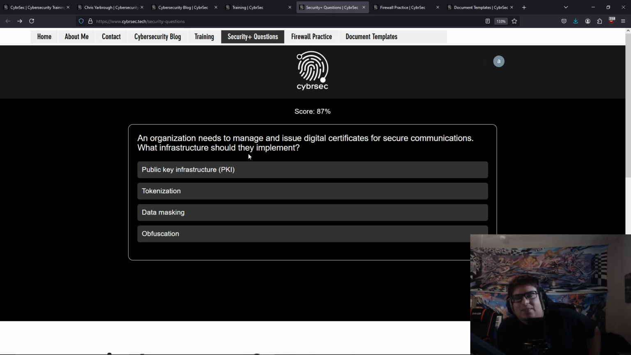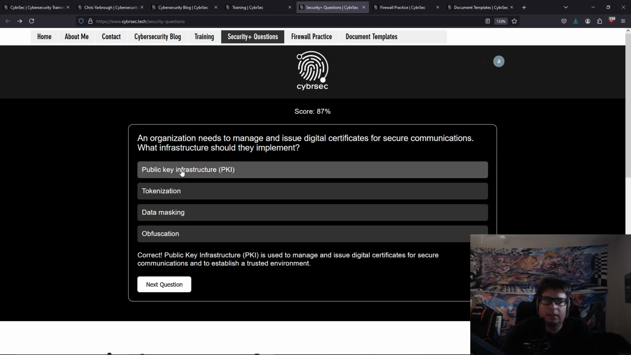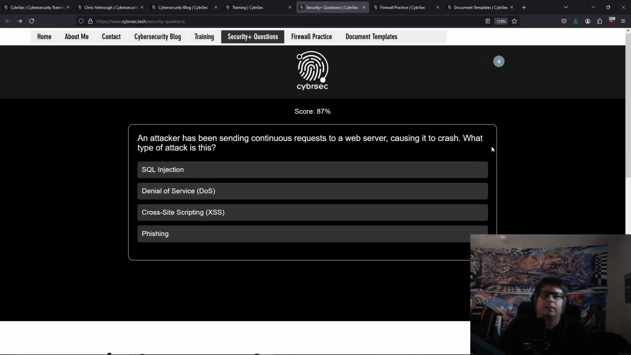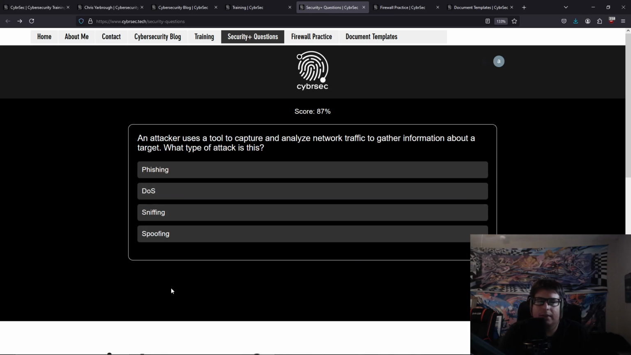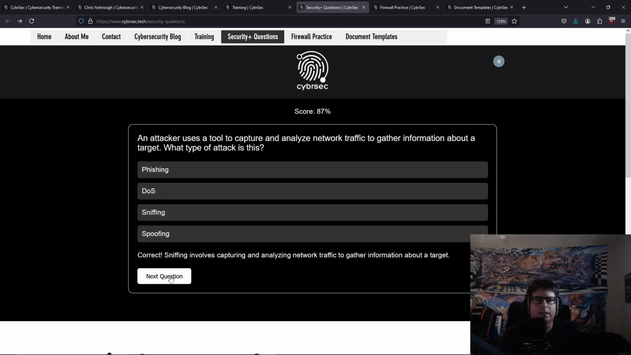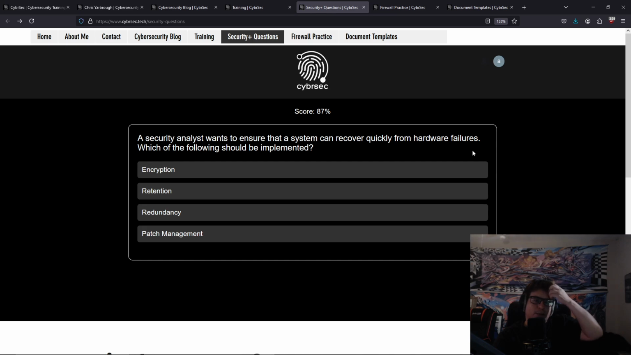An organization needs to manage... Public key infrastructure. Yes. An attacker has been sending continuous requests to a web server causing it to crash. I think we've answered this one too. An attacker used a tool to capture and analyze network traffic. Sniffing. A security analyst wants to ensure that a system can recover quickly from hardware failures. Redundancy.